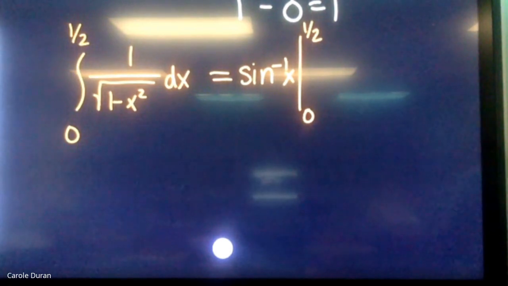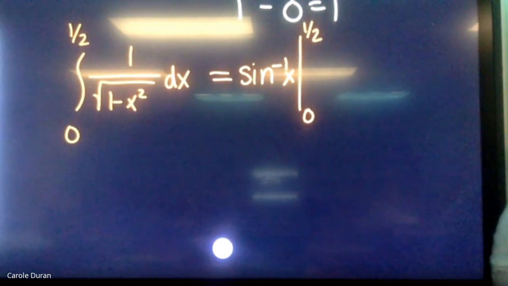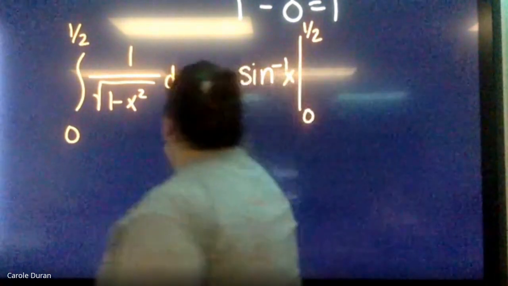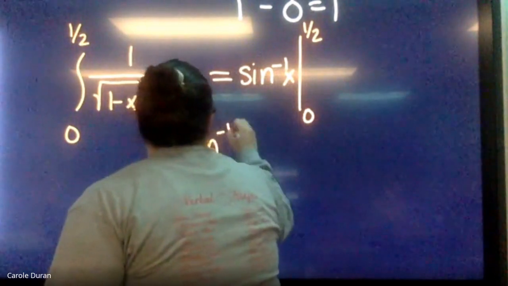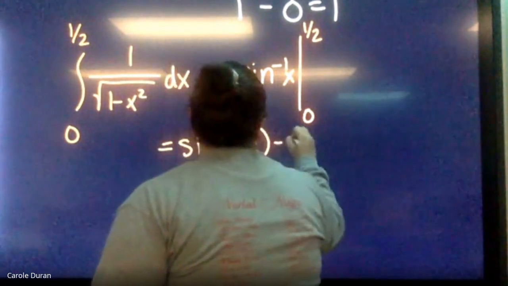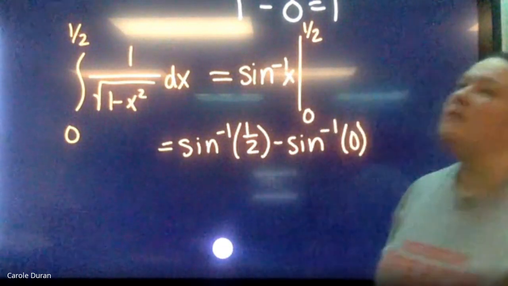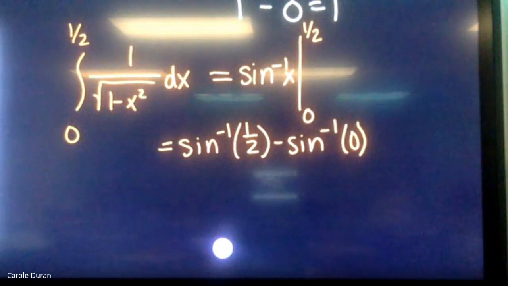Okay, so now that we have identified the antiderivative of 1 over the square root of 1 minus x squared dx as sine inverse, I now need to take that sine inverse and solve it at 1/2 and at 0, and use subtraction to find my answer. So I'm going to do sine inverse of 1/2 minus sine inverse of 0.